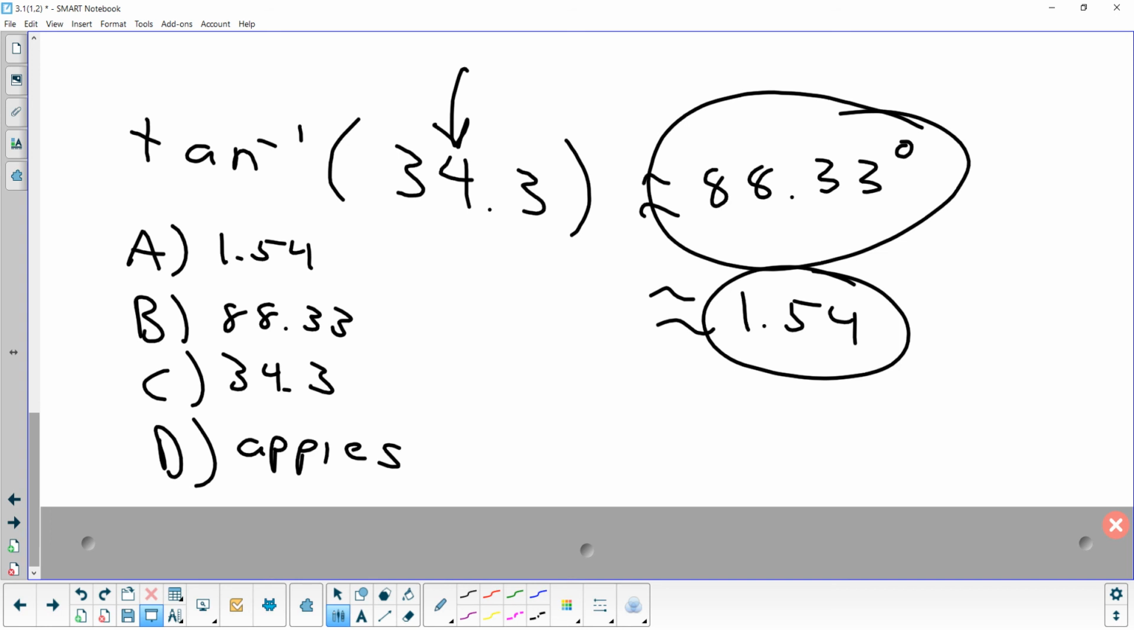So pay attention when you're doing a multiple choice question with inverse trig. Look at your answers and make sure you put your calculator in the mode that the answers are in. You'd never have both answers. Like I wouldn't do this. Well, now A and B are both correct, but I wouldn't do that.